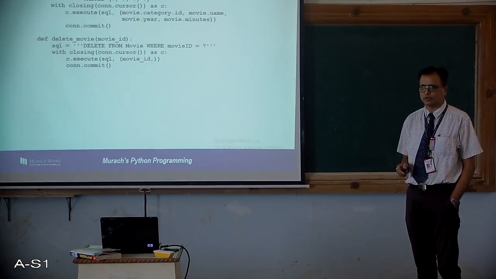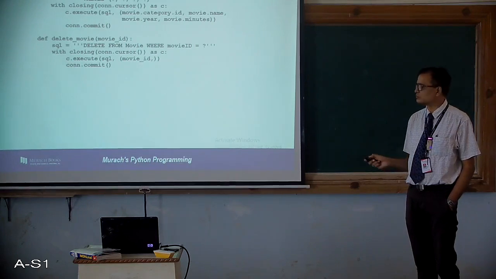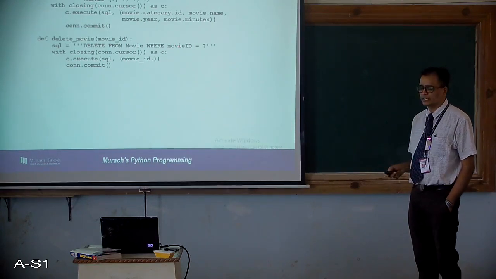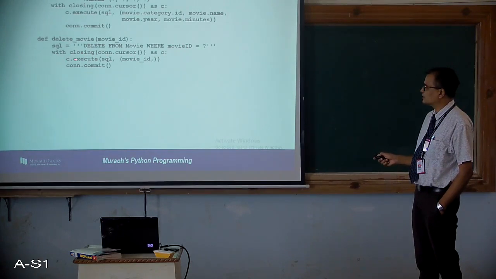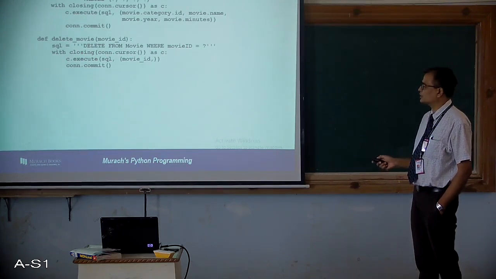Why are we using movie ID? Any idea? Because movie ID is a primary key in the movie table. So we can uniquely identify that particular thing and delete that particular thing and then execute the commit command.